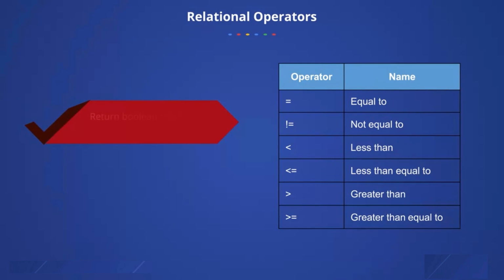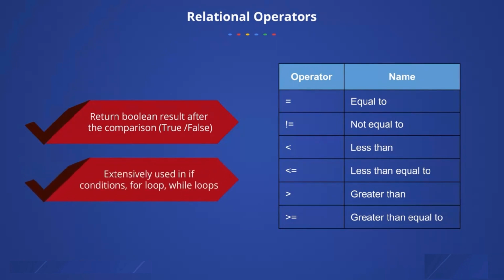And the result of these relational operators will always be Boolean in nature. When I say Boolean, either it will be true or false. And these will be mostly used in your if conditions, while loops, for loops, all that.